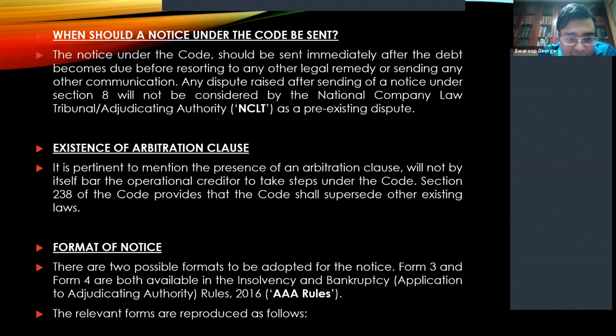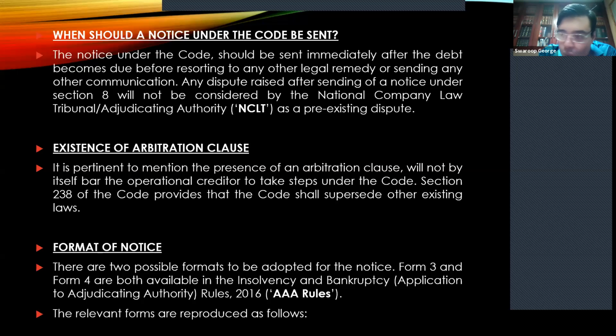Another question that comes up sometimes is whether an arbitration clause or some alternate remedy will bar your case under the Insolvency Code. So the Insolvency Code under section 238 says it has an overriding effect. It won't bar your remedy. So irrespective of an arbitration clause, you can always go under section 9 against a debtor company who has an operational debt.